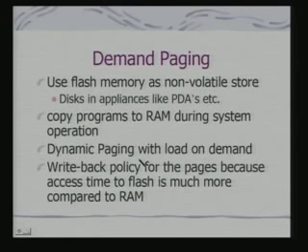When you use demand paging, in the majority of cases for embedded systems, you use flash memory as non-volatile storage. In fact, you have disk or file systems actually implemented on flash memory, and you have programs which are stored in the flash. Typically your OS will be stored in the flash, and you copy from flash to RAM during execution for faster access. So under those conditions, you can use dynamic paging with loading pages on demand.